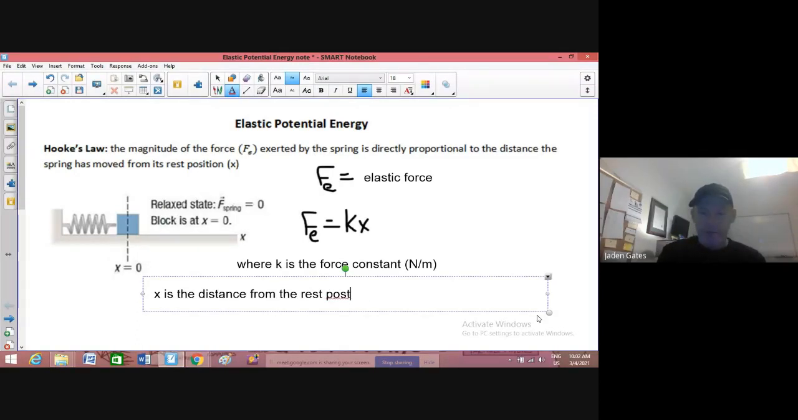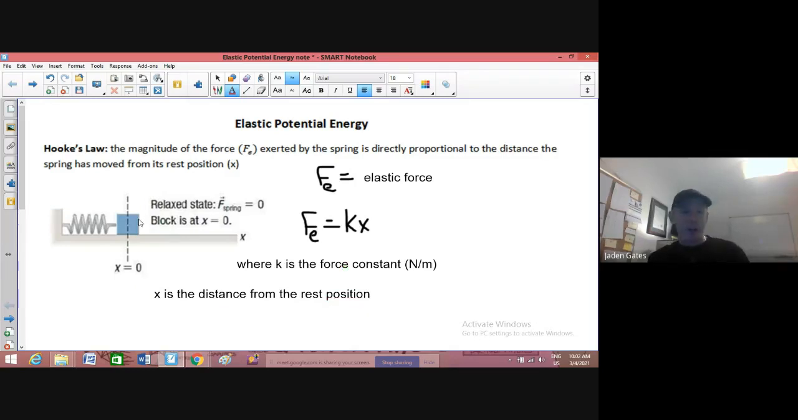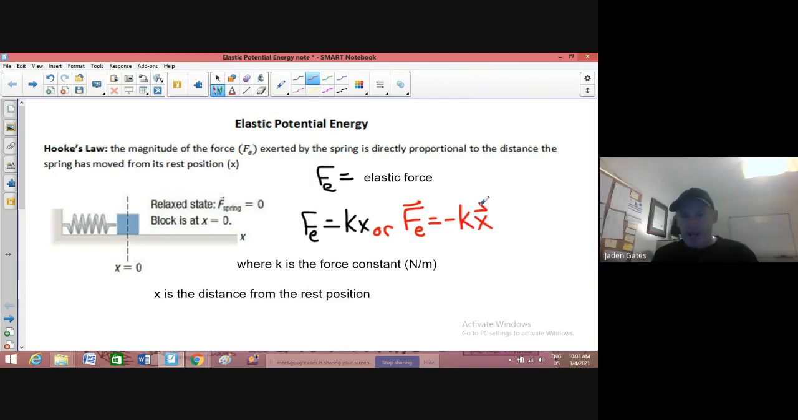So there are two ways a spring can work. You can compress a spring or you can stretch the spring. But either way, X is the distance from that rest position, which would be our dotted line here on my diagram. Now, this formula can be written a little differently as a vector because we're dealing with forces. We have F, our elastic force as a vector, equals negative K times X, where X is also a vector.